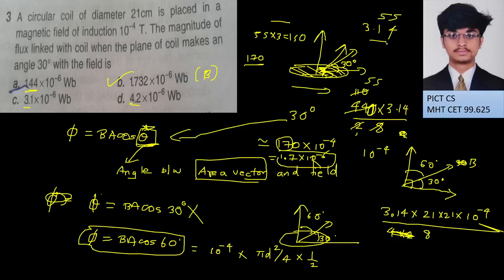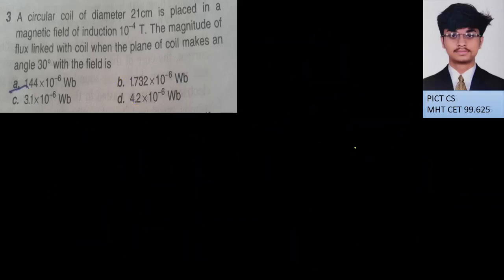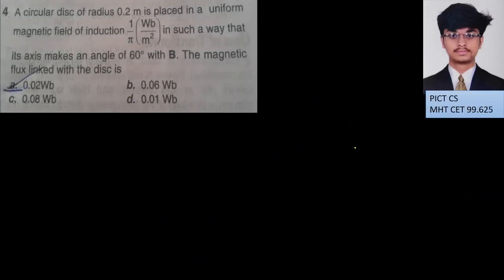So, yeah, on a calculator as well you can do it. 55 into 3.14, it will result in somewhat 172.7. So the correct option for this question is option number B, 1.732 into 10 raised to power minus 6 Webers. The unit of flux, it's Webers. So let's move to the next question.